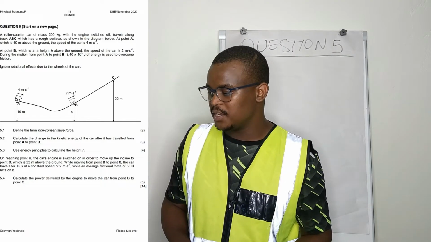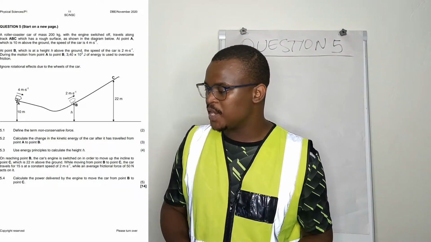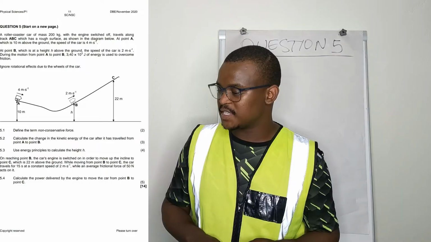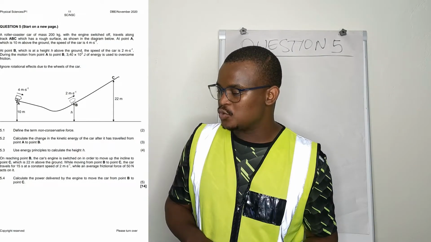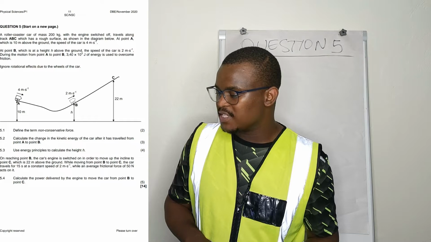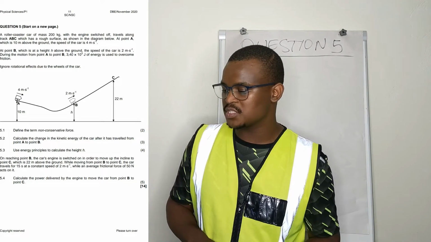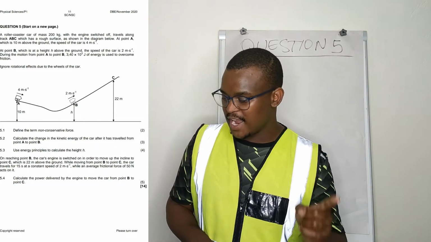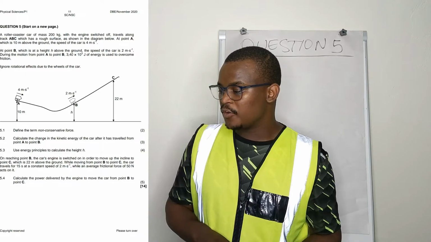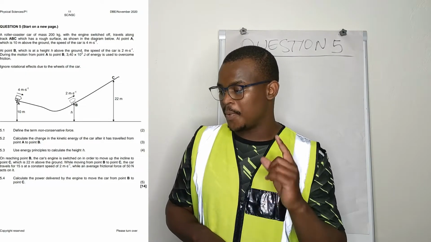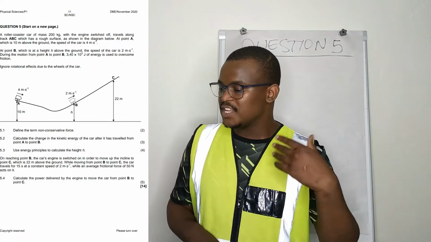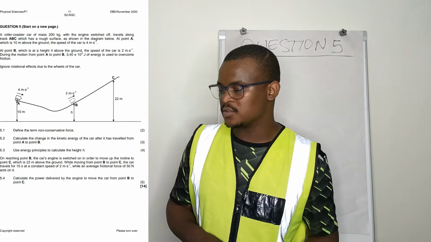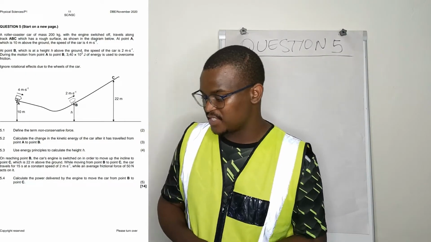Let's continue. At point B, which is height h above the ground, the speed of the car is 2 meters per second. During the motion from A to B, 3.4 times 10 to the power 3 joules of energy is used to overcome friction. So as the car moves from point A to point B, 3.4 times 10 to the power 3 joules of energy is used to overcome friction. Ignore the rotational effects due to the wheels of the car. So we have this information here.